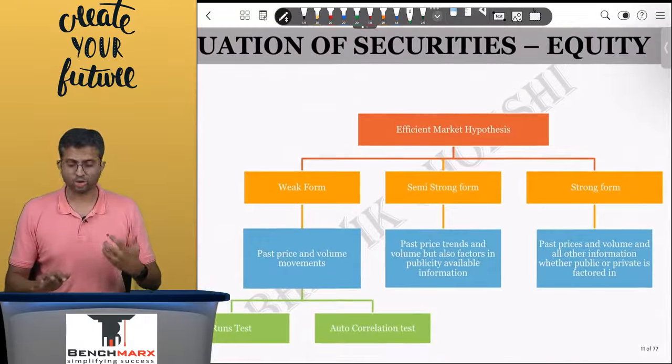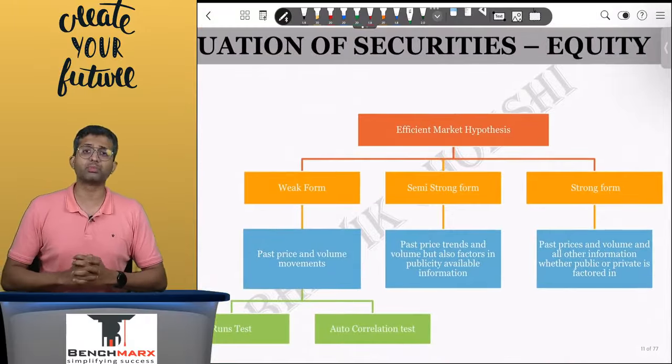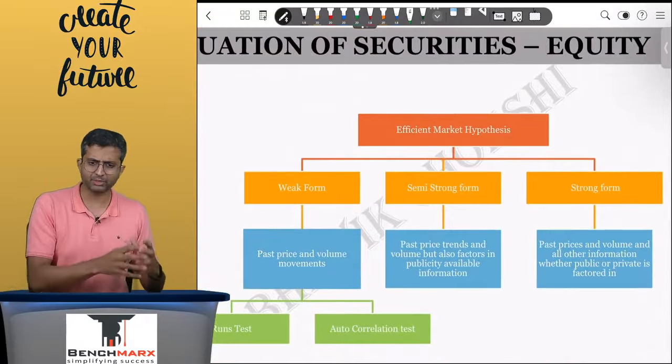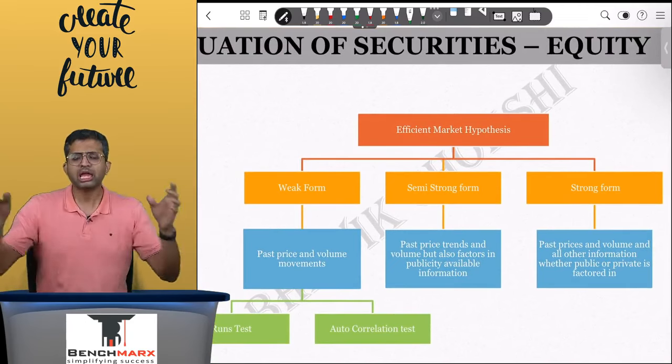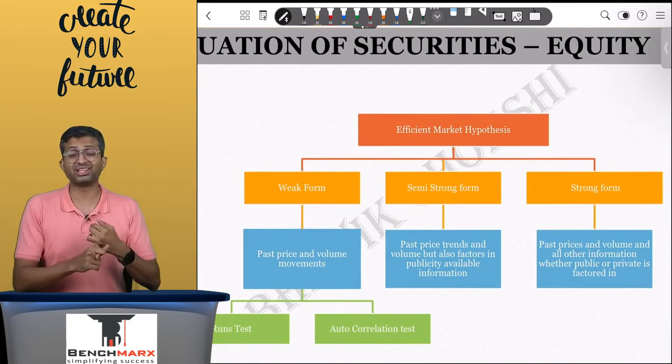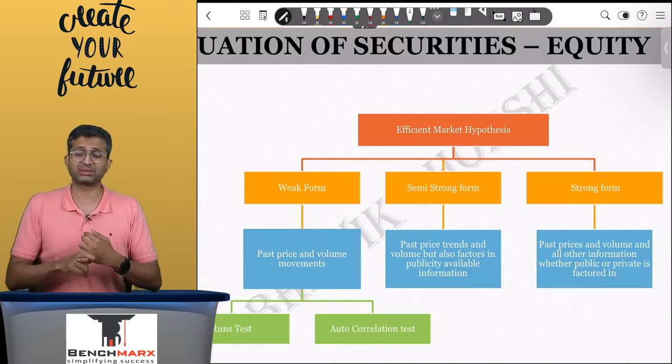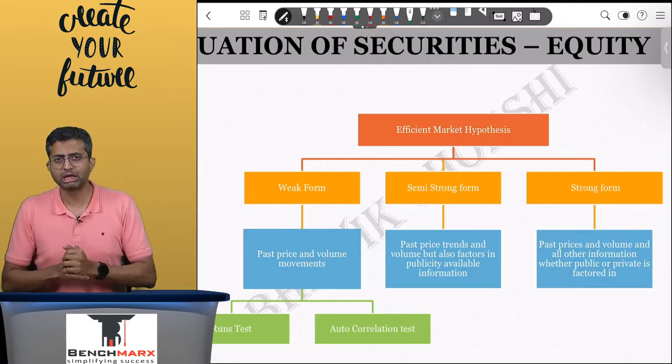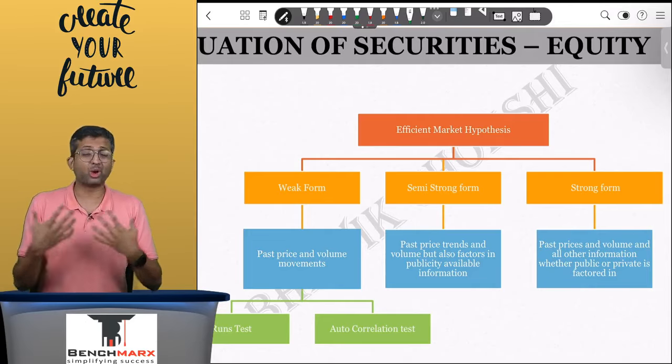There's also a section on the efficient market hypothesis, which was given by Eugene Fama. Eugene Fama said that the market structure can be studied based on whether it is weak form efficient, semi-strong form efficient, or strong form efficient. This depends on how efficient your market is.